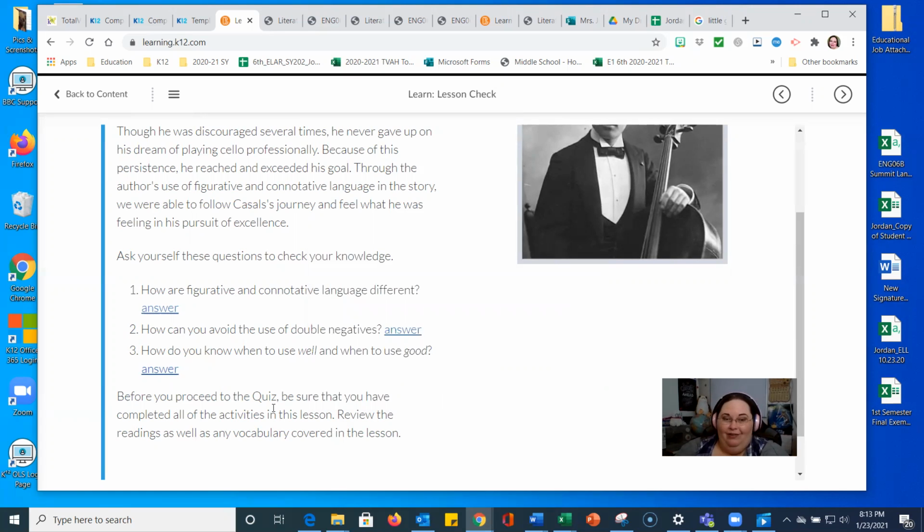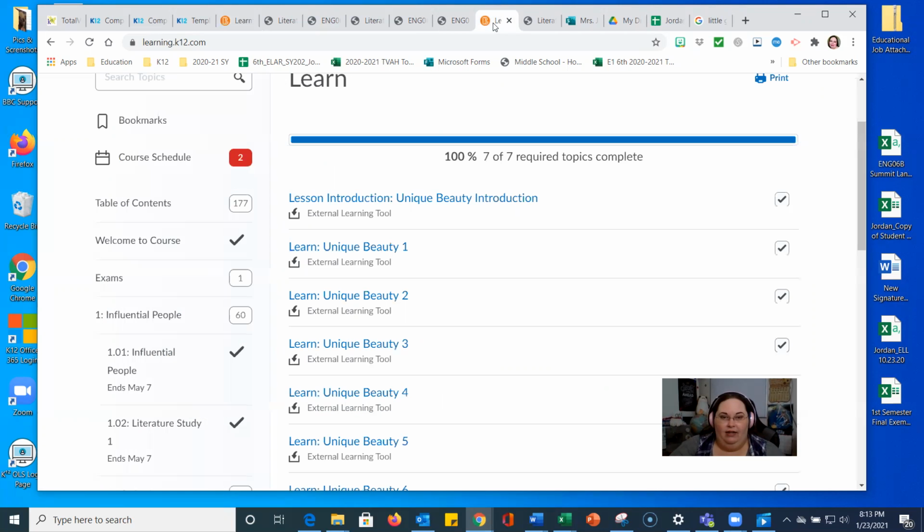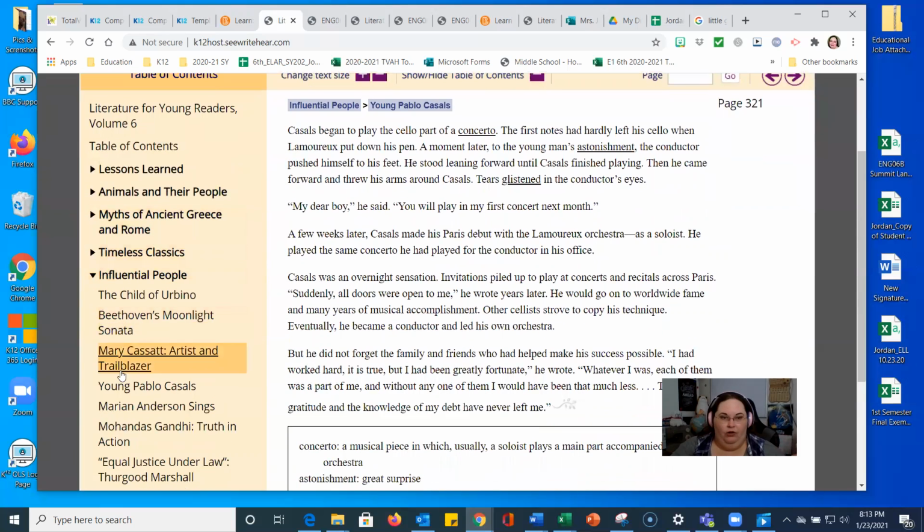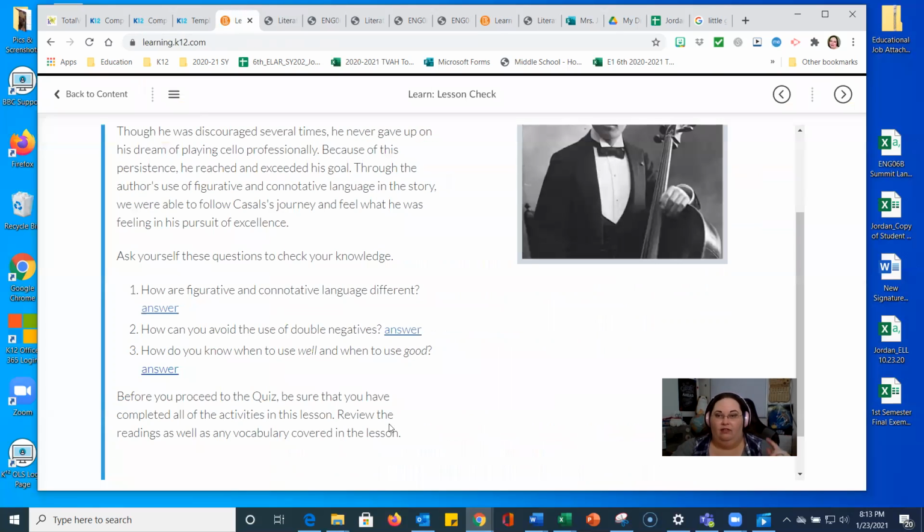Before you proceed to the quiz, be sure that you have completed all the activities in this lesson. That means all the way back to 1.01. But mainly you're going to be tested over 1.04, 1.05, and 1.06. Go ahead and pull up those stories. Be sure you have those handy in your literature so you know where they're at, so that you can look back at those stories as you do that quiz.